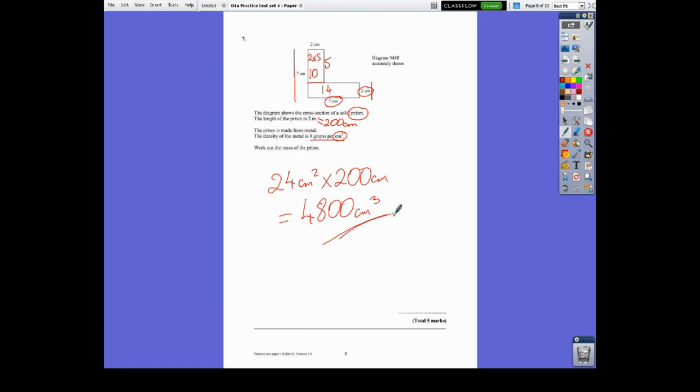Now we've got the volume. To work out the mass, we do the density times the volume. We need to do 8 times 4,800. You could do that using the grid method or whichever method you prefer, but that will give us 38,400 grams.